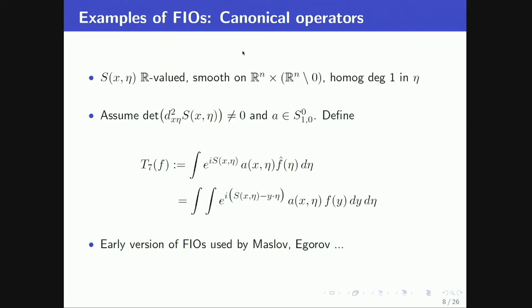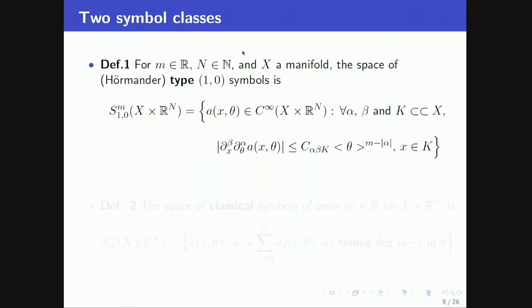Again, we won't actually rigorously define FIOs until one of the lectures tomorrow, but just to motivate some of what we're going to do here, before I go any further, let me define the two symbol classes that we'll be using, which basically were referred to in some form yesterday. Perhaps one of the exercises for the audience is to actually reconcile the various notations and terminologies that the various speakers use. So here we're just going to be using, for the most part, Hormander symbols of type 1, 0.